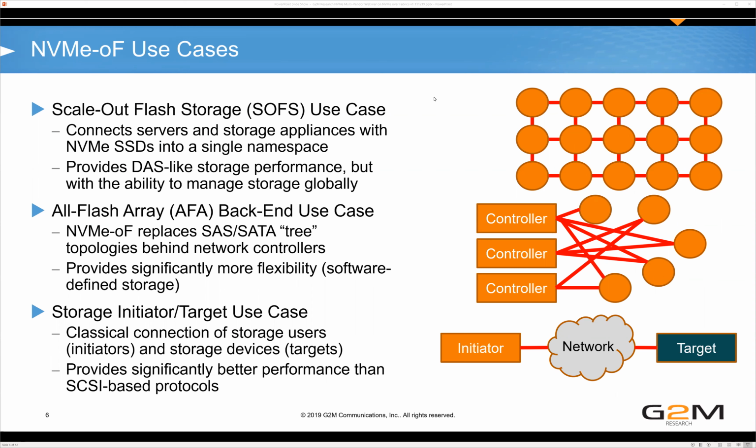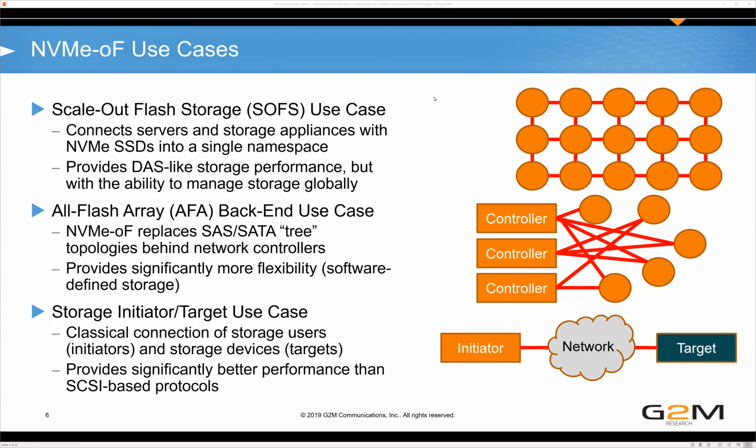The second one, and we've seen a lot of adoption over the past couple of years, is using NVMe over Fabrics as a backend for all flash arrays. Previously, using SAS or SATA protocols, you typically had a 2-to-1 relationship between controllers and JBOFs within the back end of an array. That limited what you could do for availability and failover. With NVMe over Fabrics, you can implement a true fabric in the back end of an array. That allows a lot more flexibility. Concepts like software-defined storage become possible. That's one of the reasons it has become very popular.